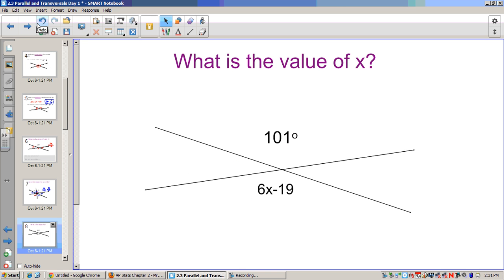All right, let's keep moving. What is the value of x? Again, if you're at home, pause the video and see if you can do this one on your own.